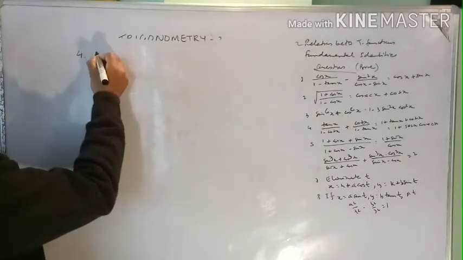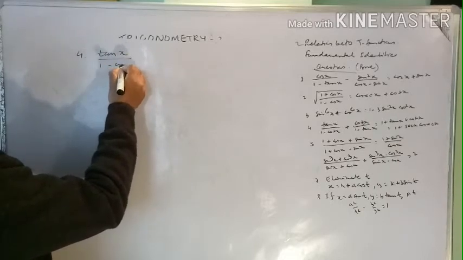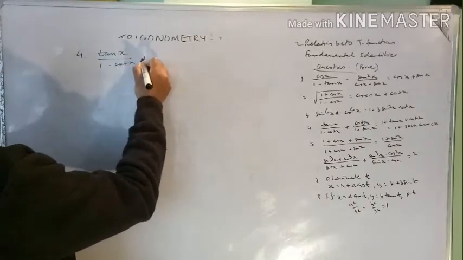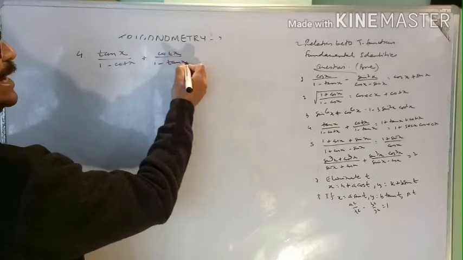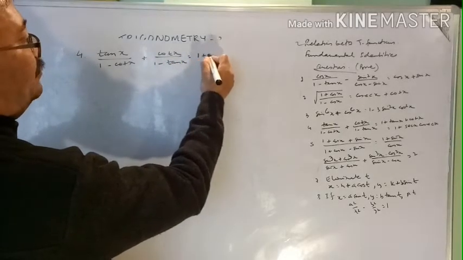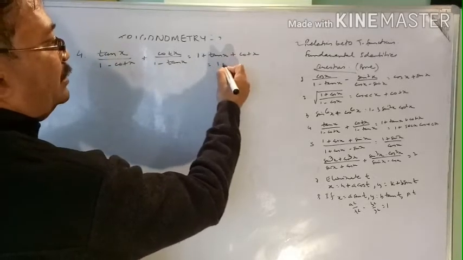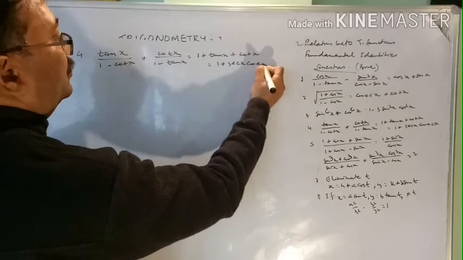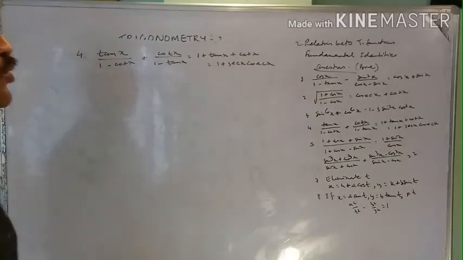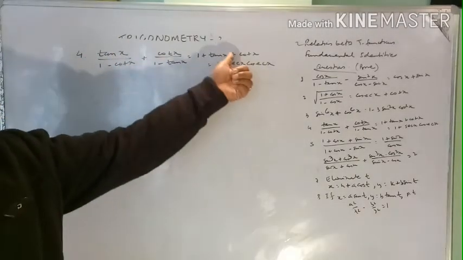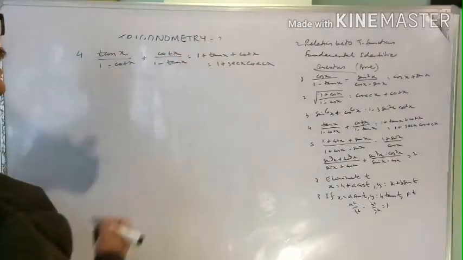Question number 4. We have tan x upon 1 minus cot x plus cot x upon 1 minus tan x is equal to 1 plus tan x plus cot x equal to 1 plus sec x into cosec x. So there are 3 expressions: first expression, second expression, third expression. We begin with the first, get the second, and then begin with the second and get the third one. Here we don't write LHS, RHS.